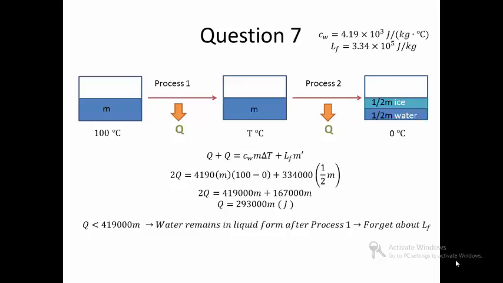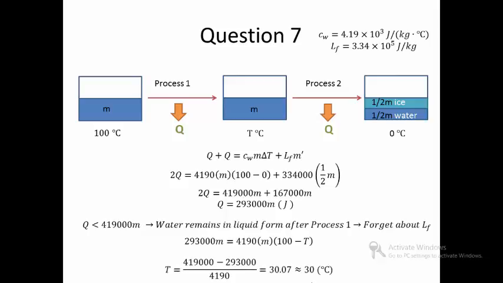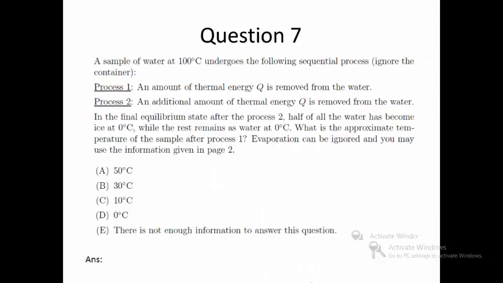So we can use the same manner to find the temperature after the release of Q thermal energy in process 1, except now we can forget about the latent heat. And this is what the equation looks like. Since the mass m is not 0, we can cancel it from both sides, and after some manipulation we get T to be about 30 degrees Celsius. So the answer is B.